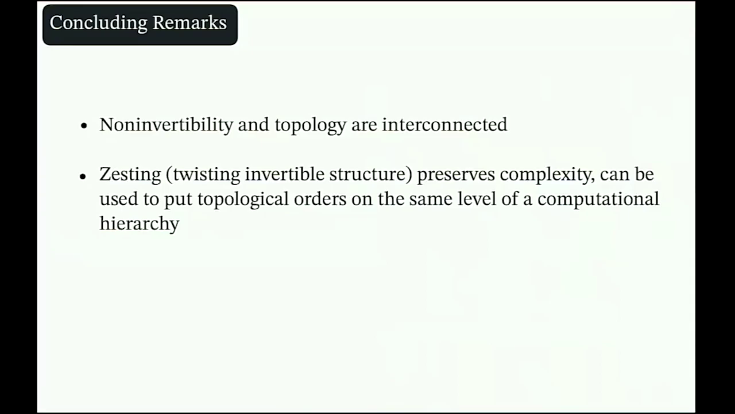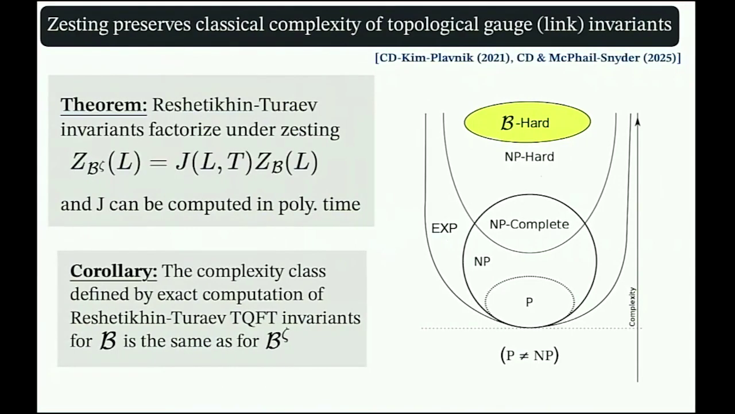Questions? Can I go back one slide? Yeah. Given that you have this factorization of the partition function, does it mean that the zesting basically is given by some tensor product of two TQFTs, or is it more complicated?